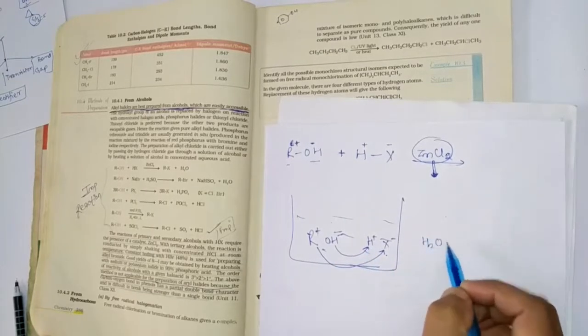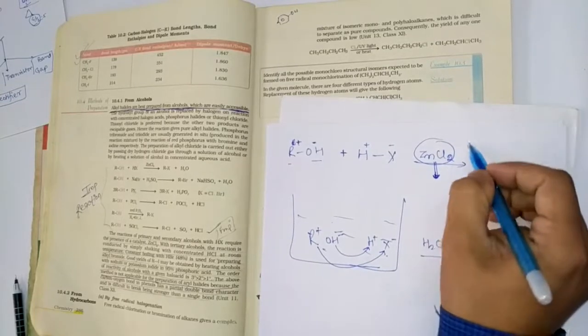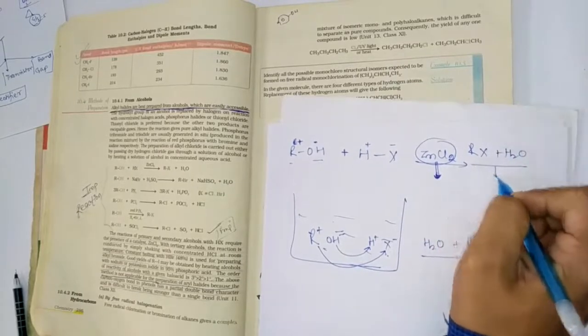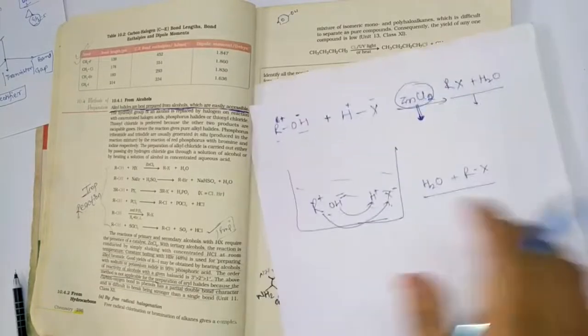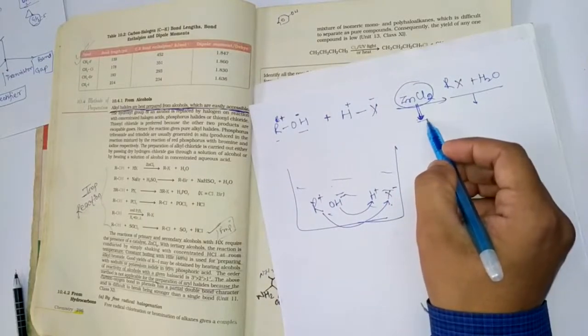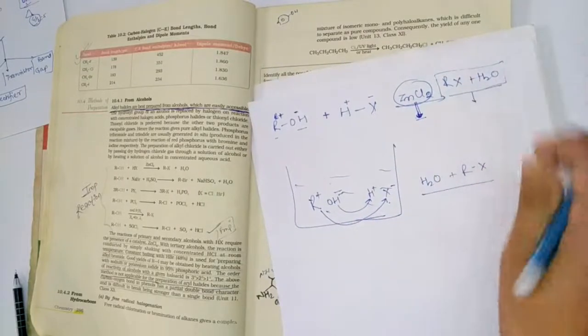We know H2O is more stable, so the second compound is RX. This is the final product: RX plus H2O. I hope you understand the importance of this. It is providing the ionic path, making an ionic medium, and this is the final product we get in the particular compound.